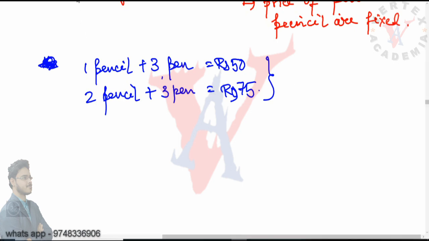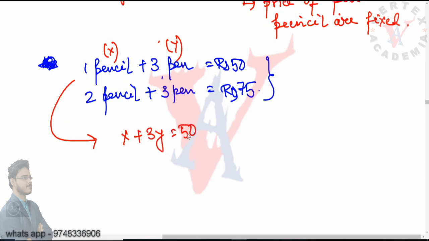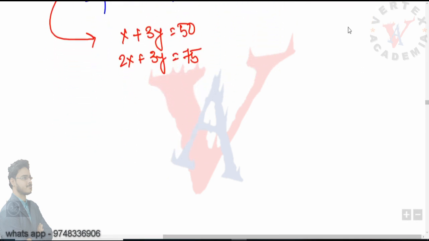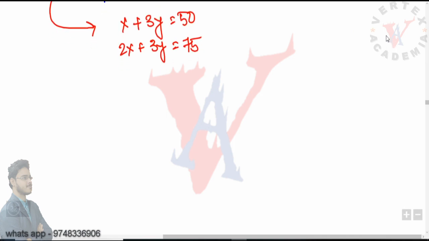Now based on our previous lecture, you know that we can represent this. Let the price of a pencil be x and the price of a pen be y. So we can represent this as two equations. The first equation becomes x plus 3y equals 50, and the second equation becomes 2x plus 3y equals 75. So analyzing the conditions that the shopkeeper has given you, you have found two linear equations.